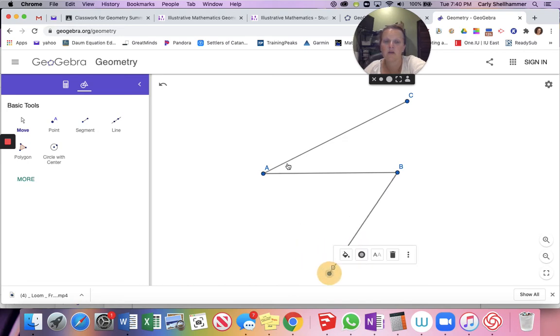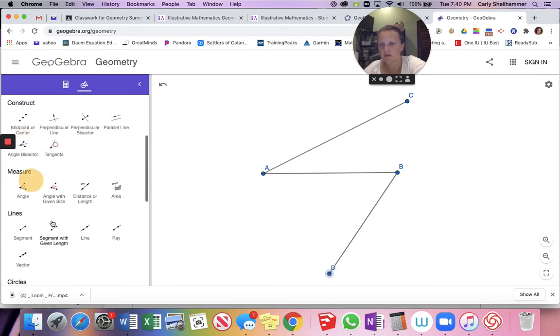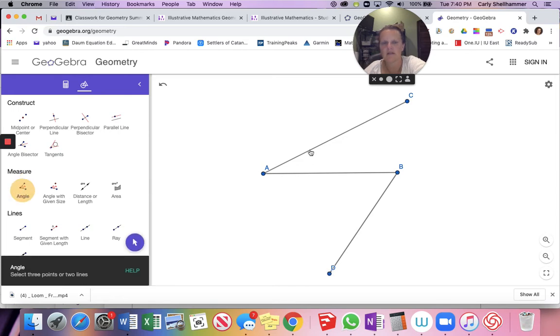All right, so I'm going to have my triangles share a side. I like to reflect this angle over to this side and reflect this angle over to that side. So I need more angle. Let's measure this angle.